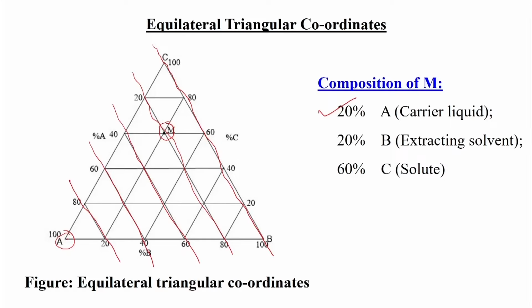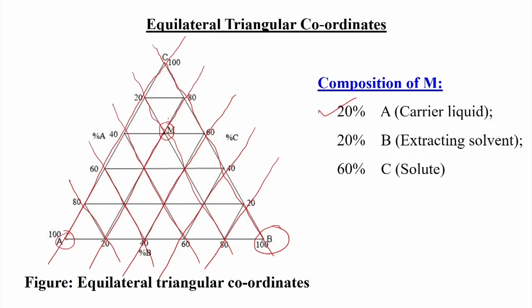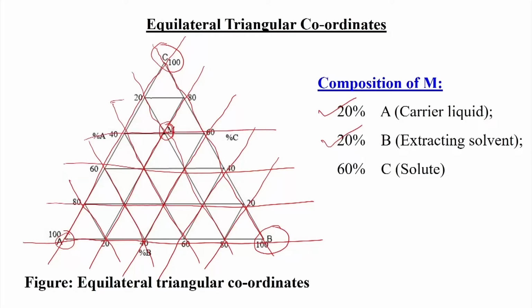Whenever we talk about 100% B, this is 0% B, then 20% B, then 40% B, this is 60% B and this is 80% B, and this is 100%. So here 20% B is there. Similarly for 100% C: this is 0% C, then 20% C, 40% C, this line 60% C, this is 80% C, and this tip stands for 100% C. This line corresponds to 60% C, so at all points on it the C population is 60%.